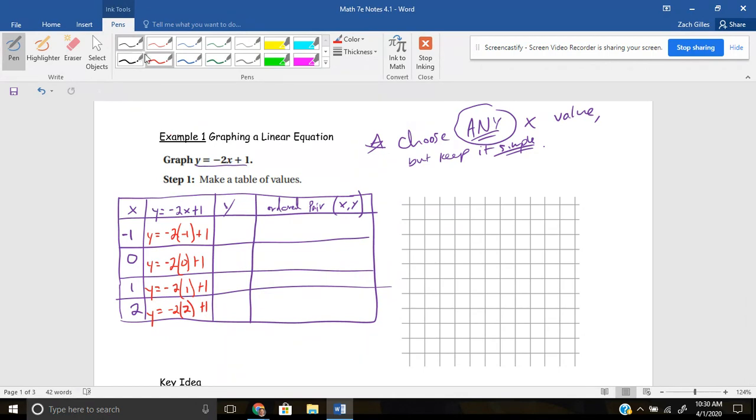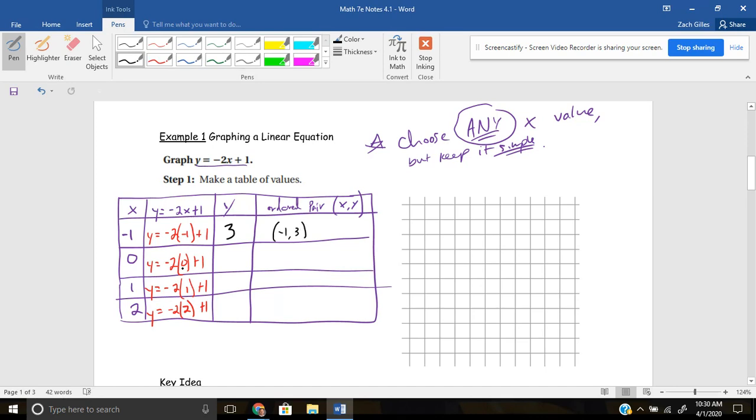Okay, once I have my different x values substituted in for x, now I can find out the answer, y. So y equals -2 times -1, which would be +2. +2 plus 1 would give me 3. So when x is -1, y equals 3. So that would be my ordered pair, -1, 3.